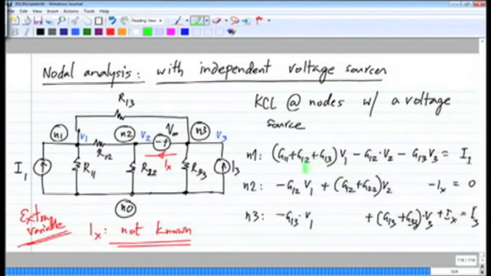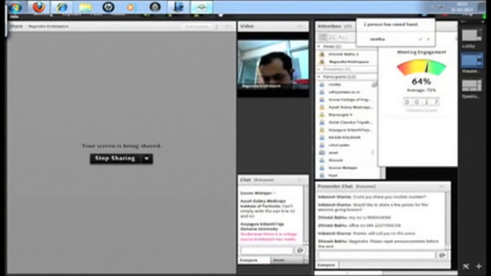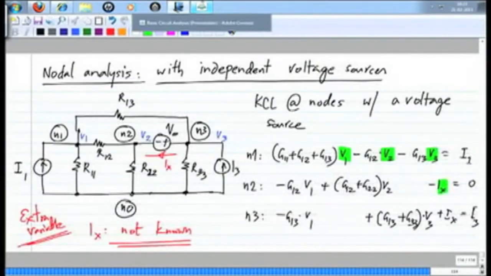Now the first equation is the same as before, and the second and the third have this extra variable Ix. So now I have 4 variables in total, V1, V2, V3 and Ix, and only 3 equations. So how do I go about solving this? Is there an equation I am missing? This is a question for the participants. To solve for 4 variables, I need 4 independent equations, right? So where will I get the extra equation from?